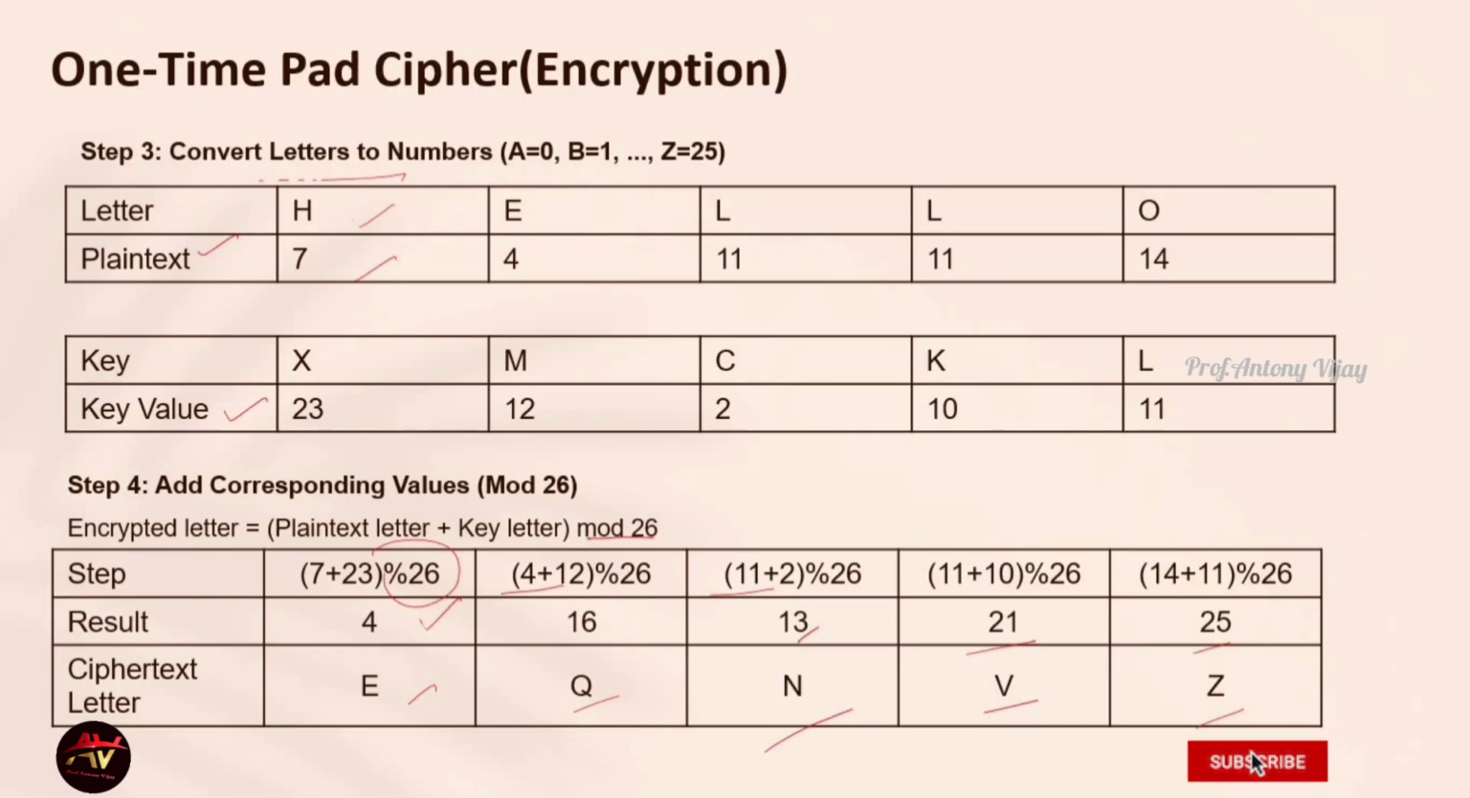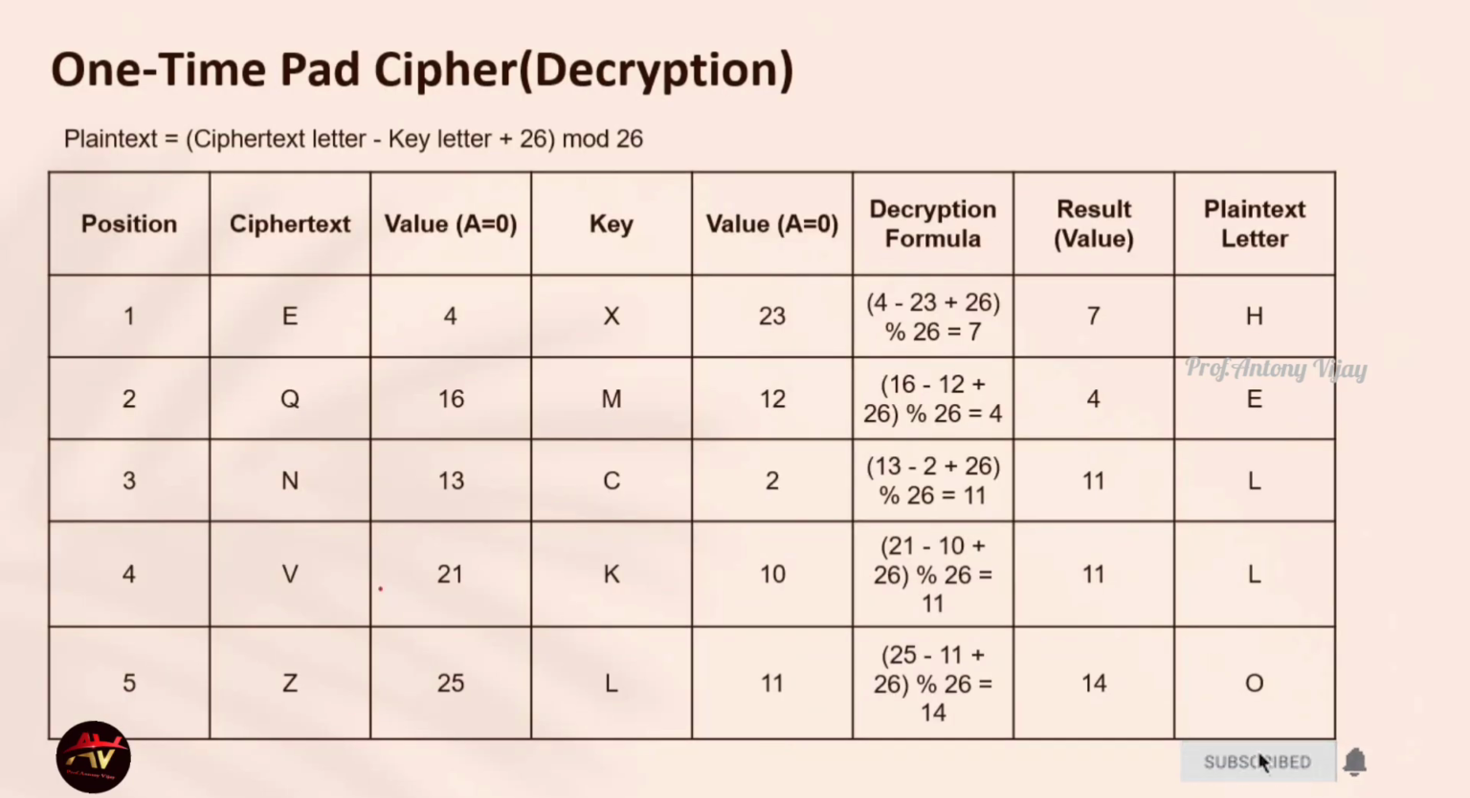Next we have the decryption part. In this decryption part, we compute the ciphertext minus the key. If any value is negative, we add 26. After that we apply mod 26. We have the ciphertext E, Q, N, V and Z. The values for E, Q, N, V, Z are 4, 16, 13, 21, 25. We subtract the respective key values from these. So here 4 minus 23 is minus 19. It's a negative value, so at that time we have to add 26. Minus 19 plus 26 is 7.